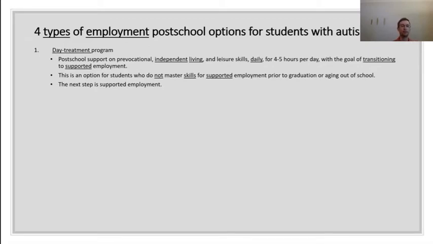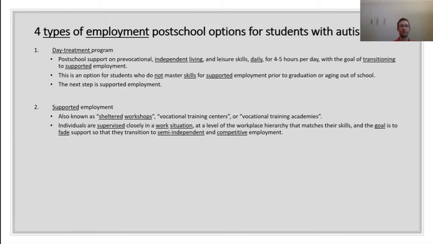So let's look at the next step, supported employment. This is also known as a sheltered workshop. Other names are vocational training centers or vocational training academies. Individuals in these settings are supervised closely in a work situation at a level of the workplace hierarchy that matches their skills. And the goal is to phase support so that they transition to semi-independent or competitive employment. So that would be the next step.